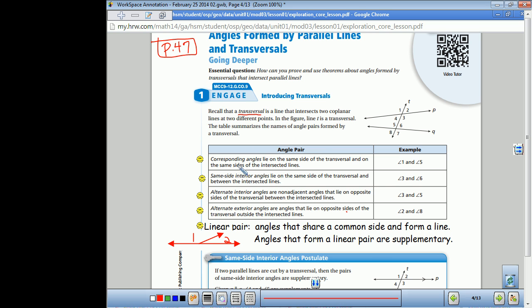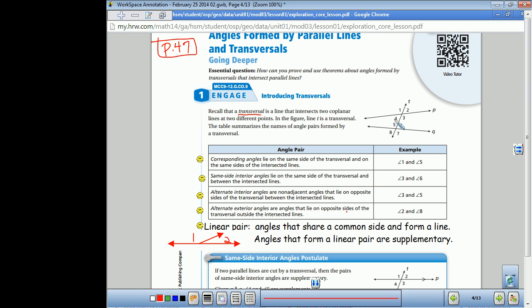We have corresponding angles. Corresponding angles just have to be on the same side of the transversal and in the same position. So we would say that 1 corresponds to 5 because both of those are to the left of the transversal and they're above P and Q. Okay? What corresponds to angle 2? 6. What corresponds to angle 3? 7. And 4? 8. Those are corresponding.